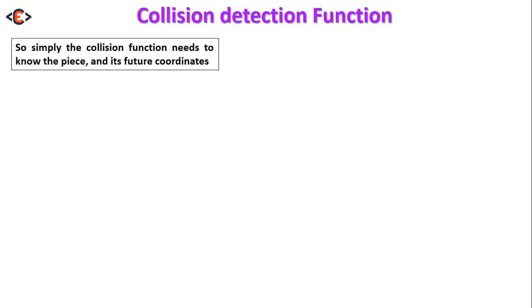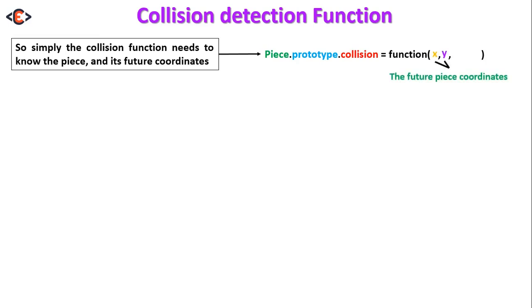So, the collision detection function needs to know the coordinates, or the future coordinates, of the piece and the piece itself. So we'll say prototype.collision equals function x and y, which will let us know the future piece coordinates. And then this is the piece. Now the x and y positions are the values of x and y that the collision detection will get as arguments, they depend on the movement. How? Let's see some examples.